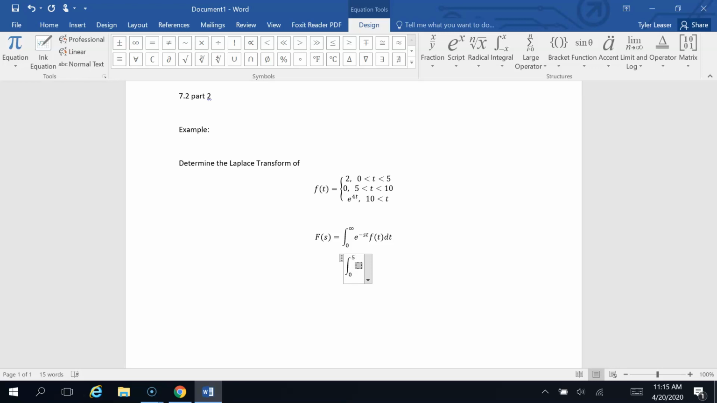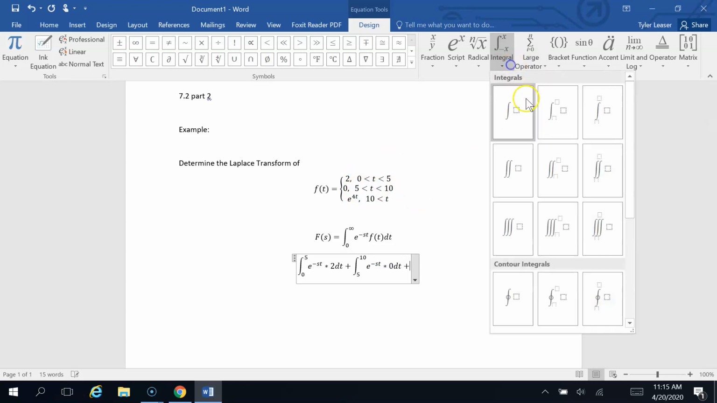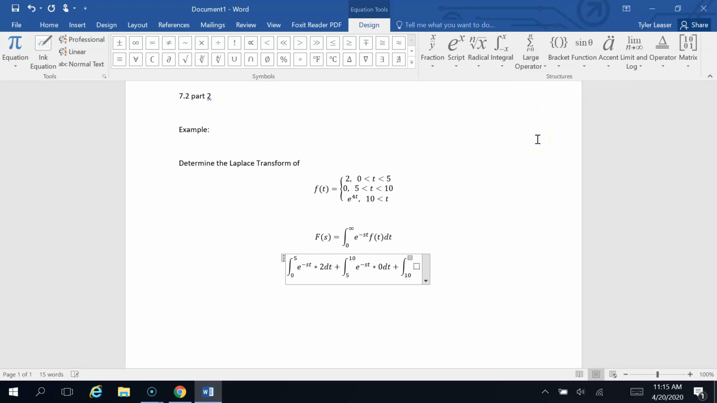So my first integral is just going to be going from 0 to 5. It's going to be that e to the negative st out in front, and then my little f is just going to be 2. All right, and we're going to add on to that another integral, going from 5 to 10 of e to the negative st, but this time multiplied by my function f, which is just going to be the value 0 at this part, dt. So that will go away. And then one more. This will be the integral from 10 to infinity the rest of the way, e to the negative st, and now my function f of t is e to the 4t dt.